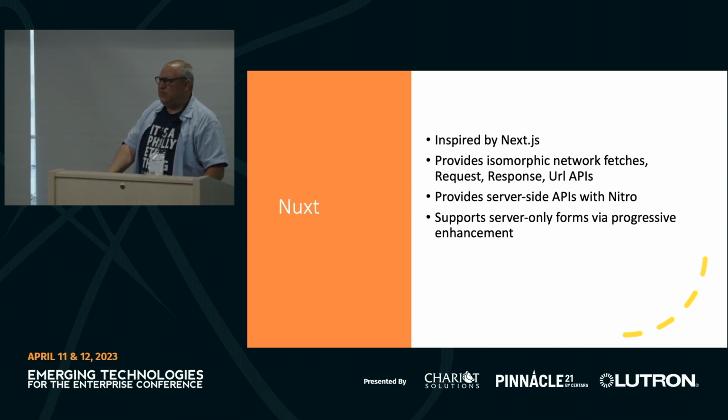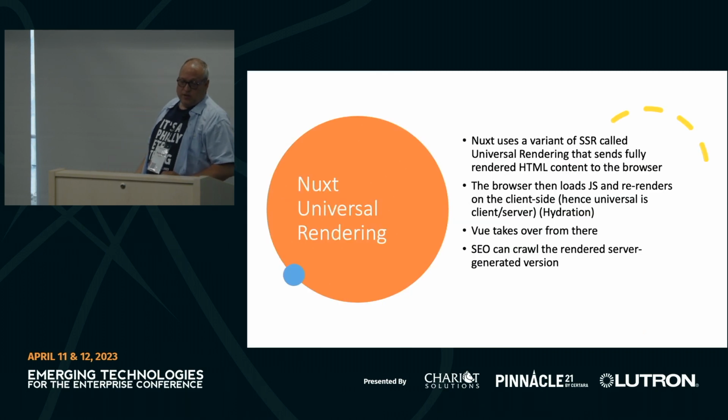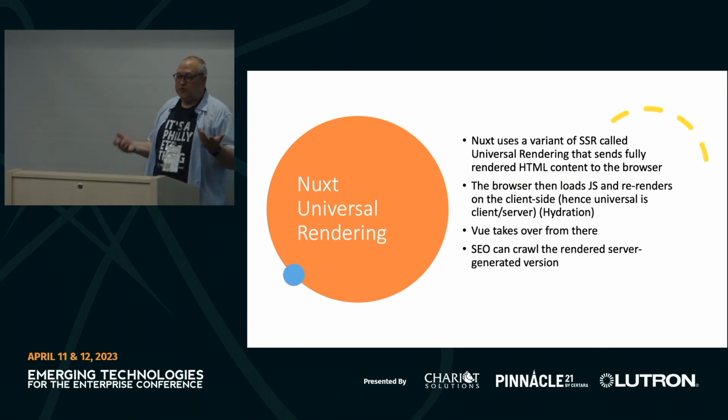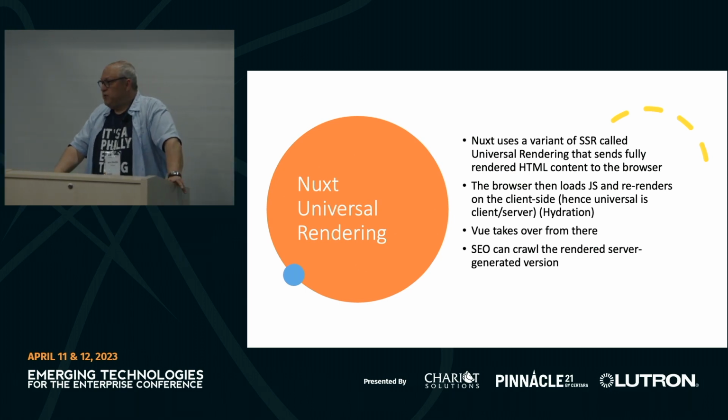They also have this engine called Nitro that they're using. Apparently, they're not the only ones using Nitro as a server-side engine. I guess it's kind of like Express, but more, that runs server-side requests for you. And they're built based on that. They call their server-side rendering universal rendering. So that's the term they use for it. They ship the HTML to the client, fully rendered, and then the browser loads the JavaScript and hydrates the component, reloading any data that it needs. And then Vue takes over.